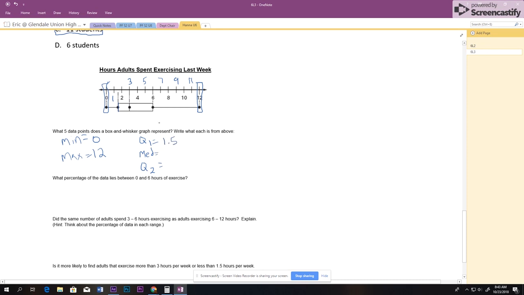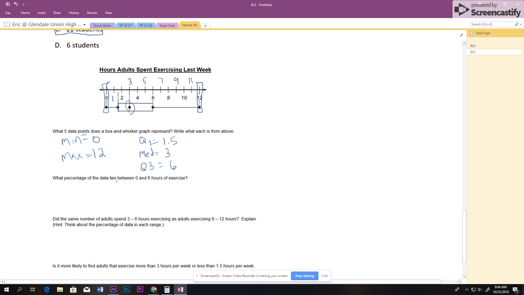Our median is this number right here in the middle of the box, which is 3. And our quartile 3, I'm sorry, not 2, our quartile 3 is this last number of the box, which is 6. And that's our 5-number summary and what each one of those is.